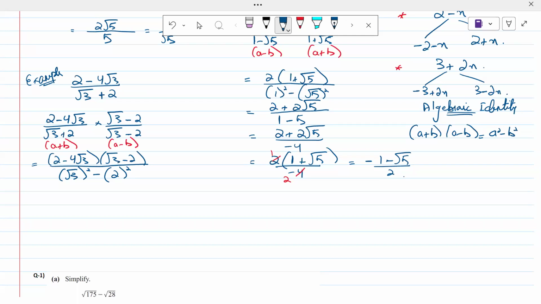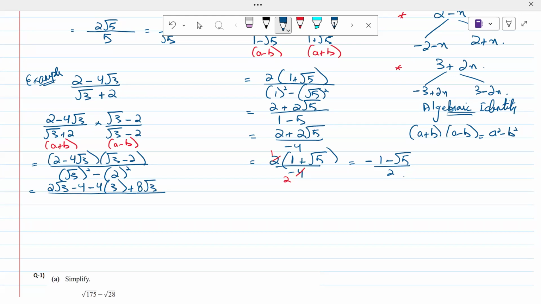Multiplying them, we'll get 2 into root 3, it would be a 2 root 3. 2 into minus 2, that would be a minus 4. Then minus 4 root 3 into root 3, that's minus 4, and root 3 into root 3, the root will get cancelled, leaving behind 3 only. And then this minus 4 root 3 has to be multiplied with minus 2, giving us 8 root 3.